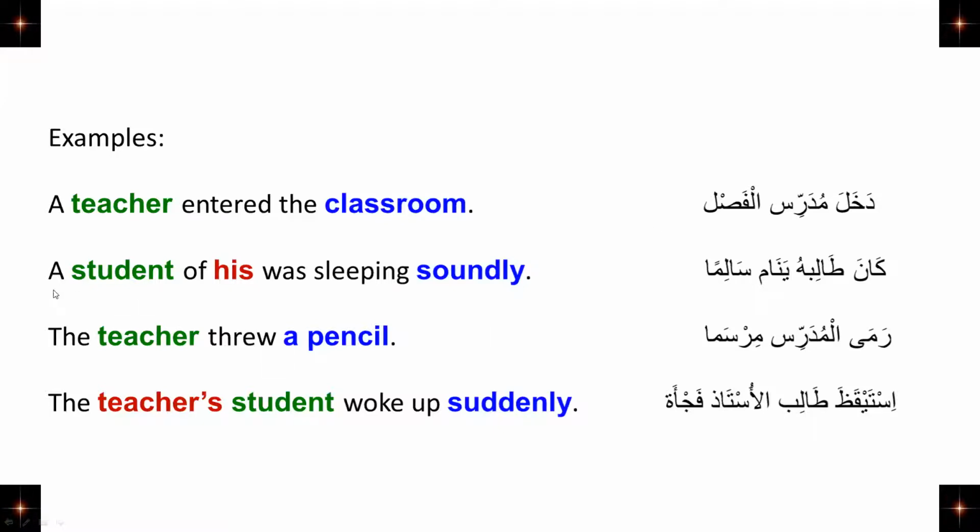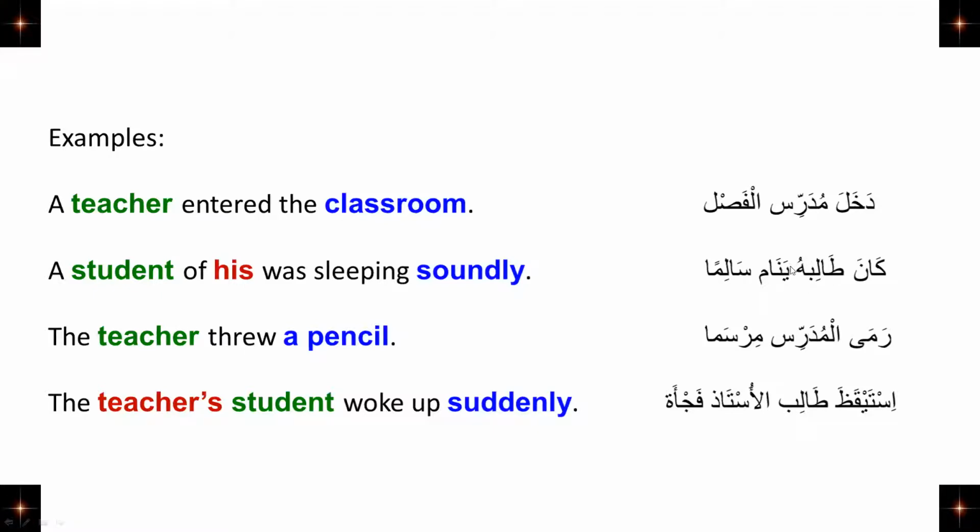Very important. So here, a student of his was sleeping soundly. You can see that a student is the one who was doing the sleeping. Of his, the word here is in jar status because of the of. Soundly shows how the sleeping was done, so it is also in nasb status, right? So talibu is the one doing the sleeping, so it has to be in u sound. But talibu who, the who is of his. Now who is supposed to be in jar status? Yes, it is in jar status.